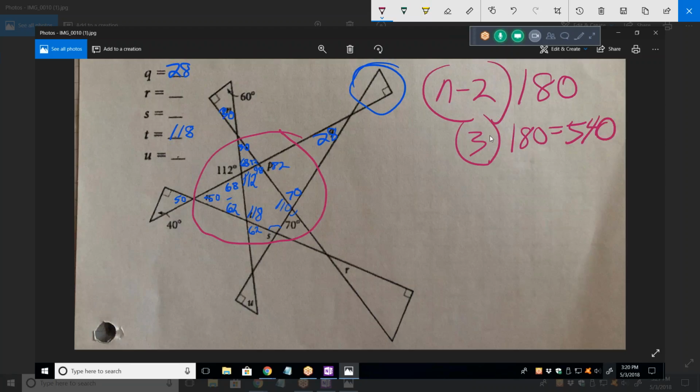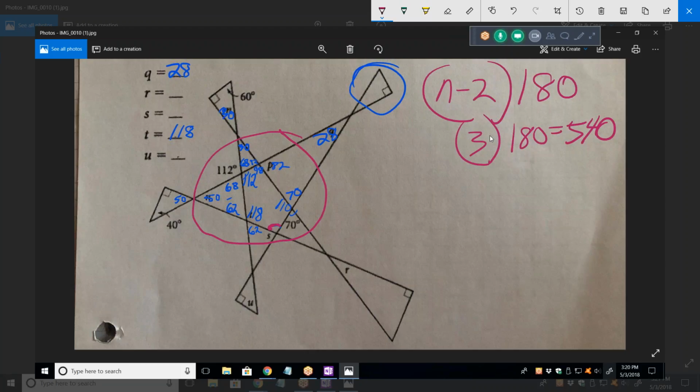And we know 4 of these angles. So that's going to let us find that angle right there. Once we find that angle, we're going to know S. Once we find S, we're going to know U. Once we find S, we're going to know R.